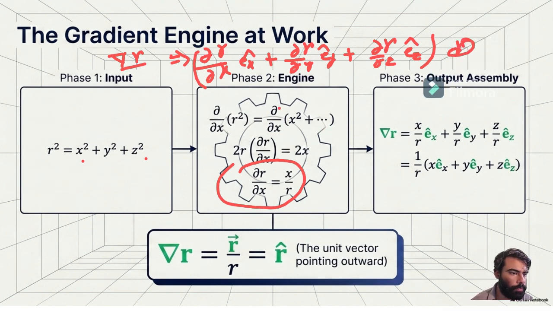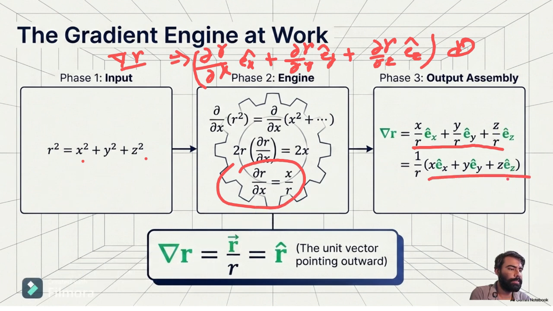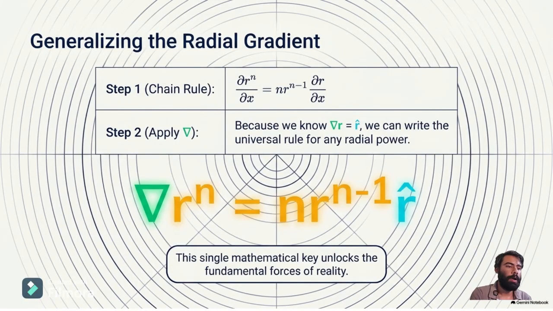Now dr/dx, you can see, is x by r. So you can see x by r ex cap plus y by r ey plus z by r ez. Now x ex plus y ey plus z ez is the vector r. So finally the gradient of r is vector r by r, which is called our unit vector pointing outward.